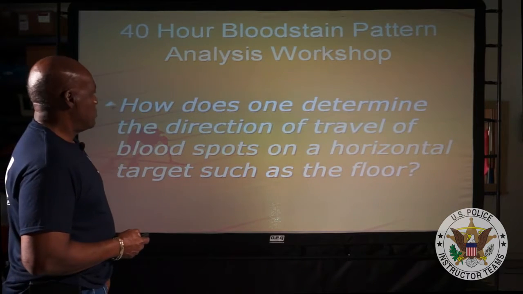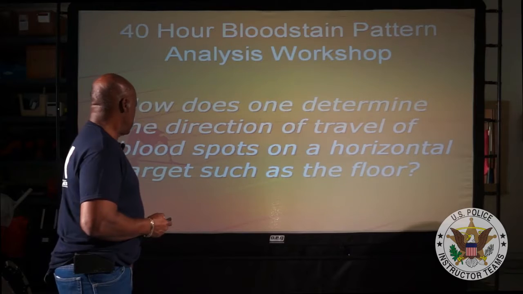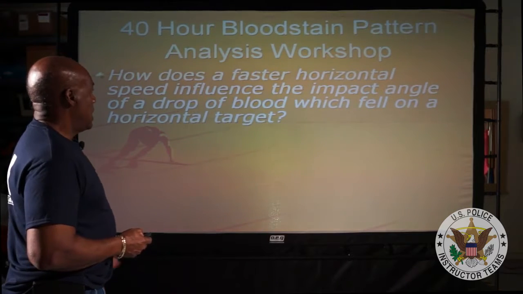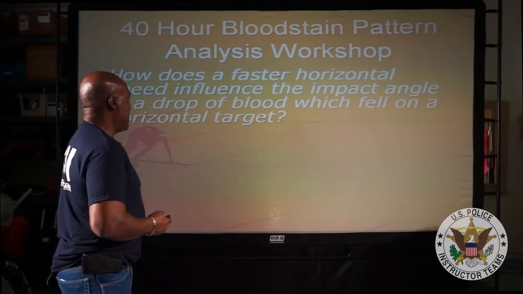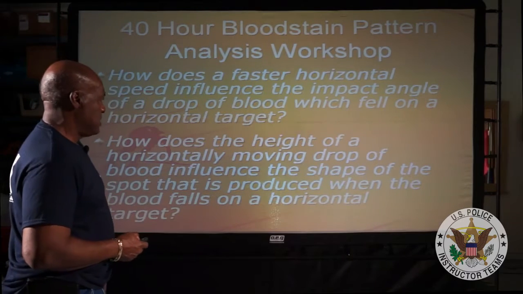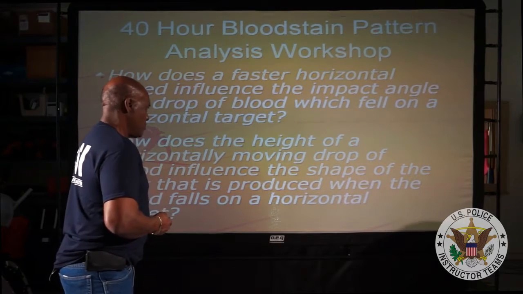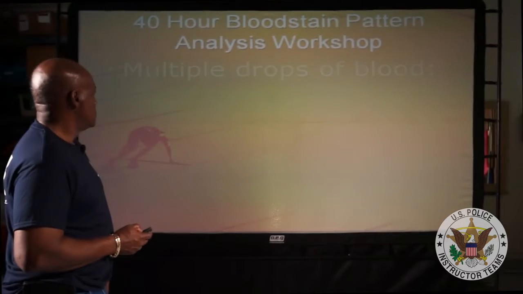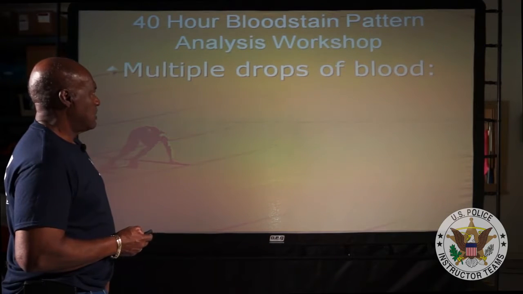How does one determine the direction of travel of a horizontal blood spot? How does the faster motion influence the impact angle? And how does the height of the moving drop affect the stain it produces on a horizontal target? And then we get into multiple drops of blood.